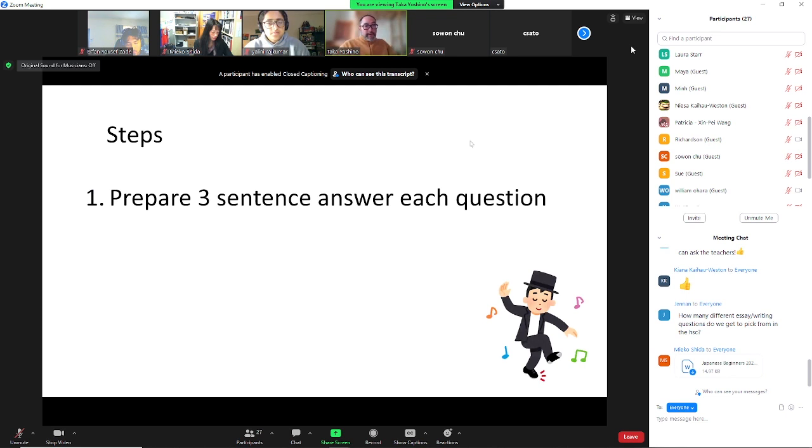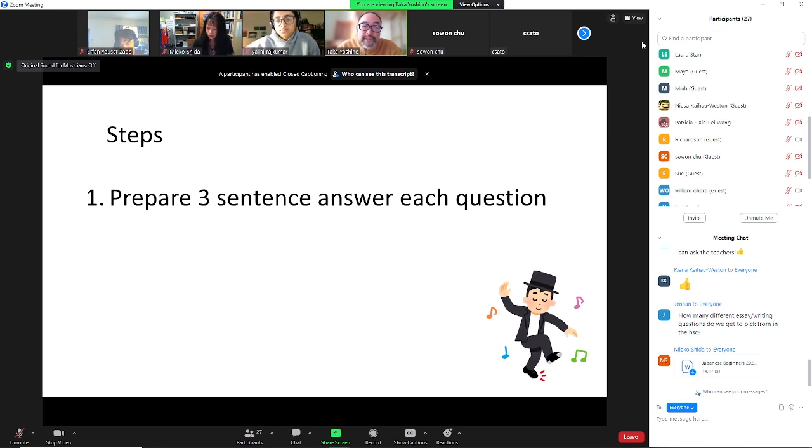Okay, so the preparation. I think most of you have done that part. Prepare 3-sentence answer for each question. You might have received the list of questions from your teacher and been asked to prepare your answer. So when the question is, how old are you? It's not only 17歳です that is your answer. We want more information and your comments or opinion.